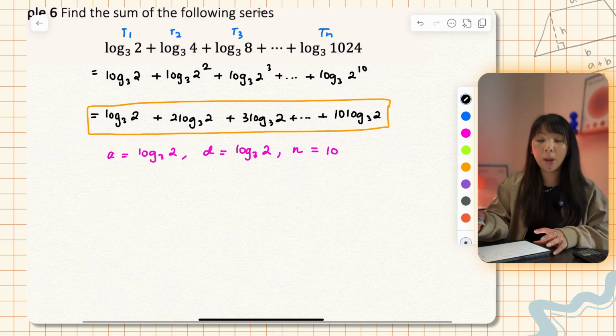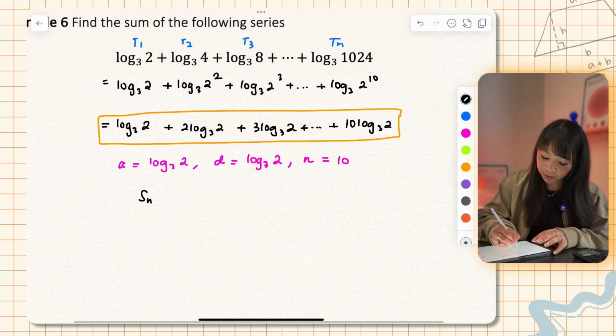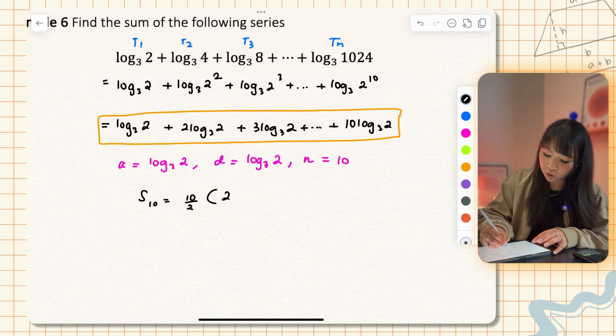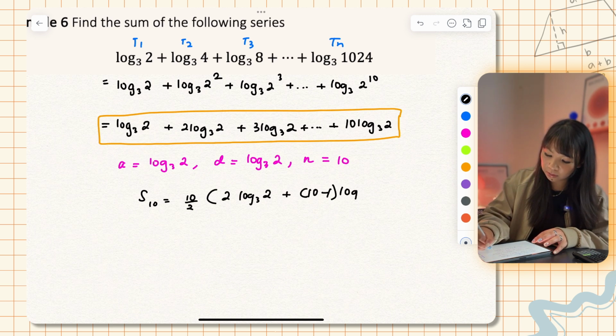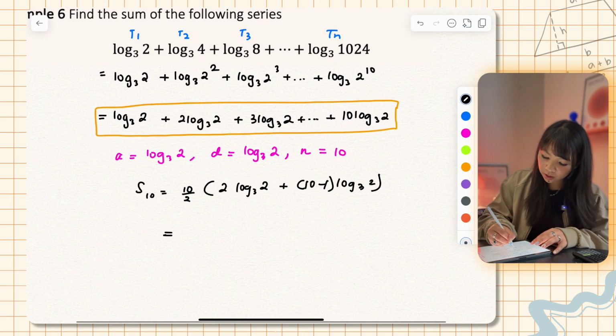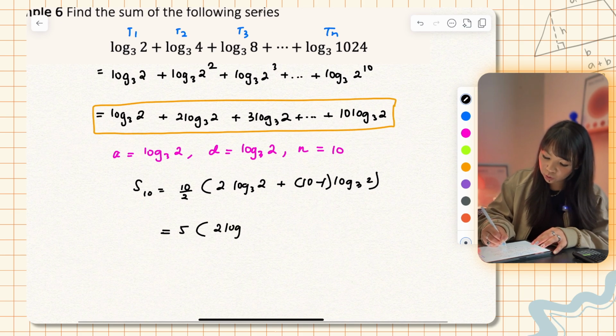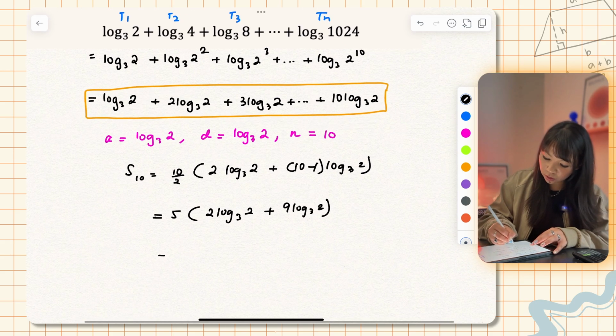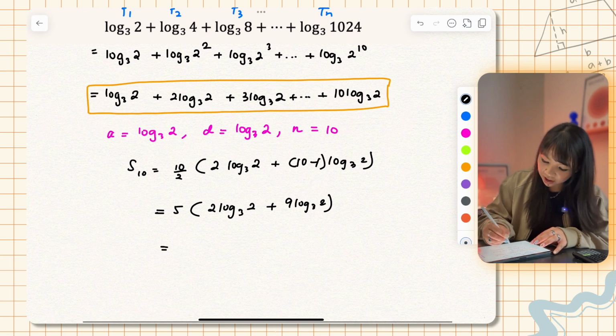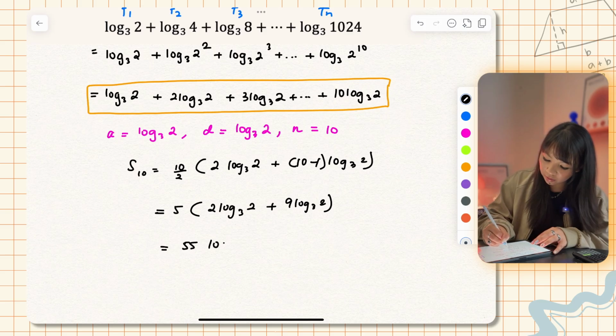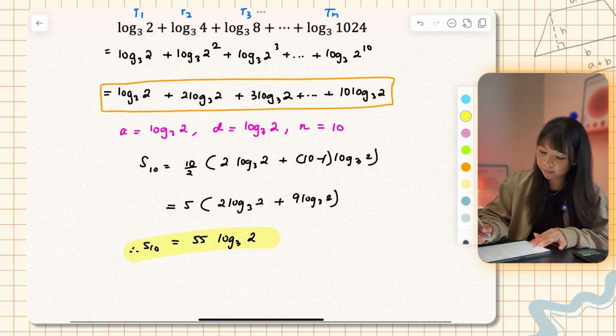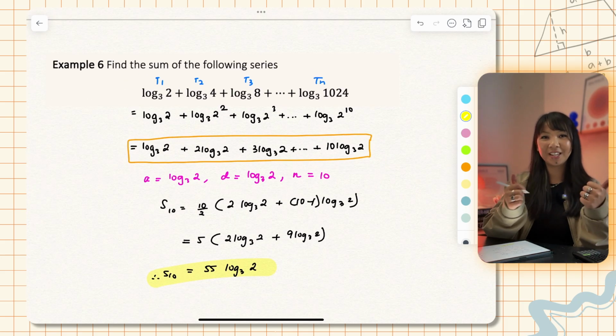Perfect. So I'm going to go ahead and plug that into our sum formula. So we get Sn, or S10, equals 10 over 2, (2a plus (n minus 1) times d). Okay, this becomes 5 (2 log 3 of 2 plus 9 log 3 of 2). Or this will become 5 times 11, or 55 log base 3 of 2. Yay, perfect. Good job, guys.